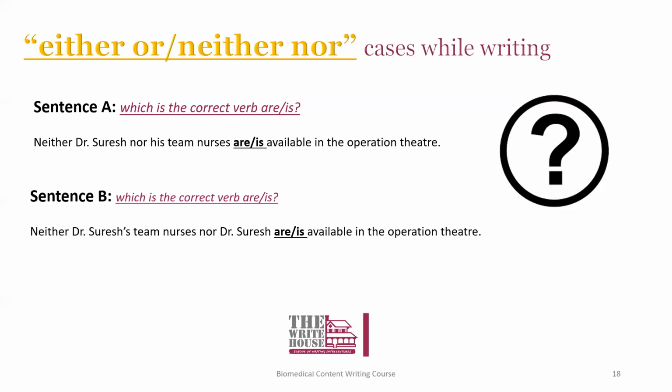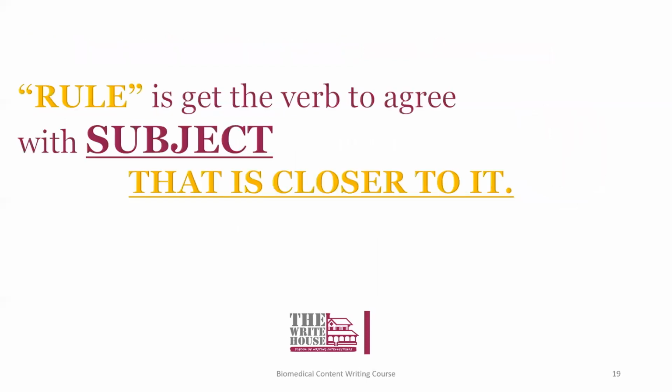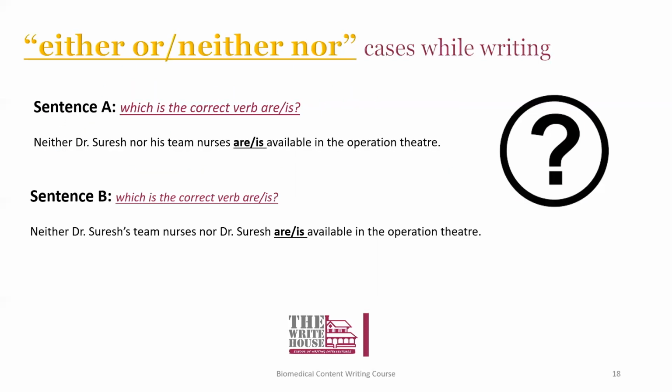In the first sentence, it is with the nurses, so we will go with are. Whereas in the second sentence, Dr. Suresh is near to the verb, and is a singular verb along with a singular subject, so we will use is. Now, the rule is to get the verb to agree with the subject that is closer to it. In sentence A, the word nurses is closer, so we use are. Whereas in sentence B, Dr. Suresh is closer to the verb, so we use is.